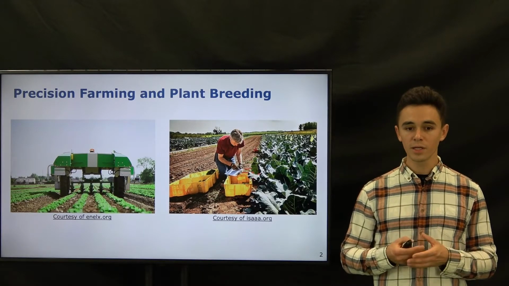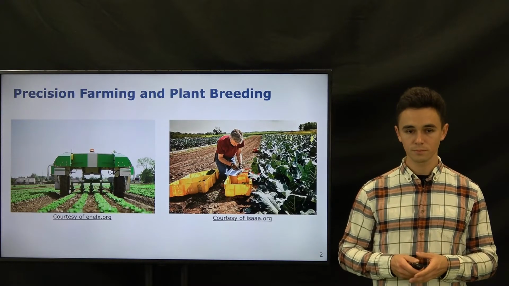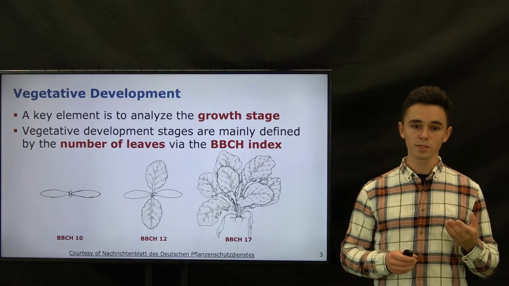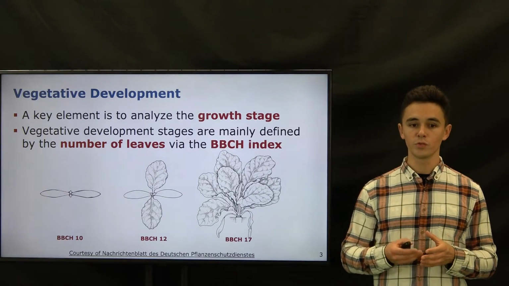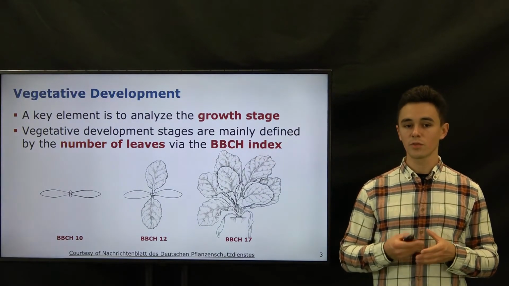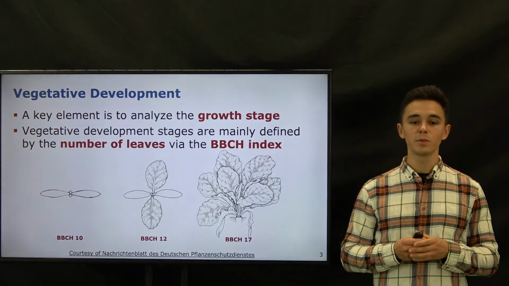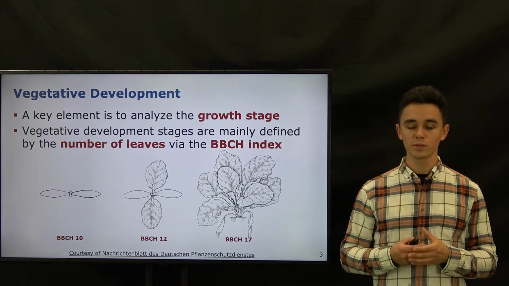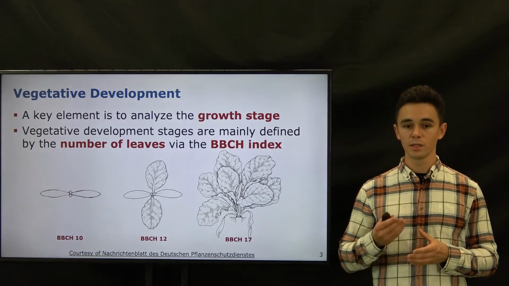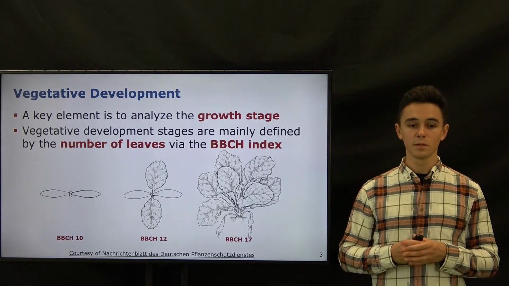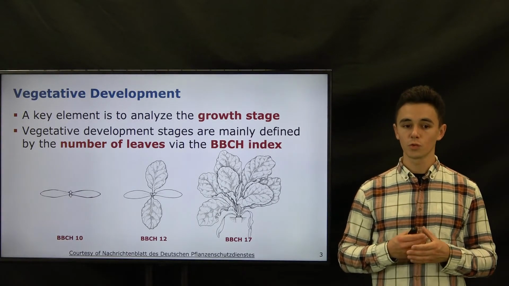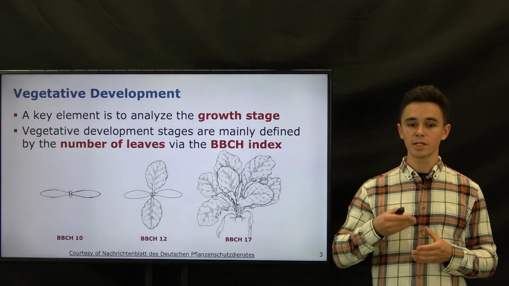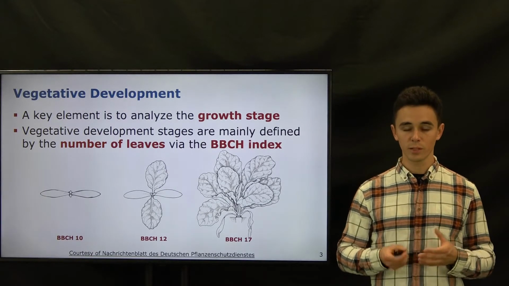These variations are then planted and their performance is assessed. A key element to assess the performance and the vegetative development of individual plants is to analyze their growth stage, which can be defined by the BBCH index. This index is mainly defined by the total number of leaves developed at the main stem. Here at the bottom right corner you can see an example of the BBCH index 10 for sugar beet, which developed its first 2 leaves. The index increases as the number of leaves increases as well.